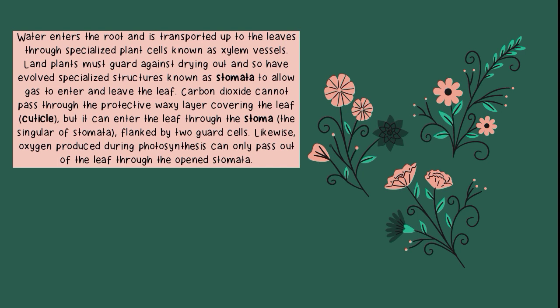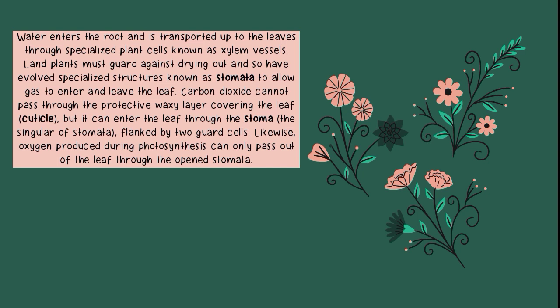Carbon dioxide cannot pass through the protective waxy layer covering, which is the cuticle, but it can enter the leaf through the stoma, the singular of stomata, flanked by two guard cells. Likewise, oxygen produced during photosynthesis can only pass out of the leaf through the open stomata. Unfortunately for the plant, while these gases are moving between the inside and outside of the leaf, a great deal of water is also lost. Cotton trees, for example, will lose 100 gallons of water per hour during hot desert days.